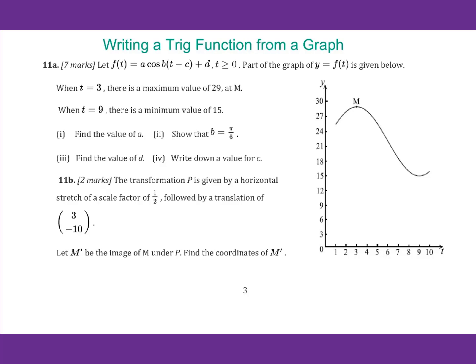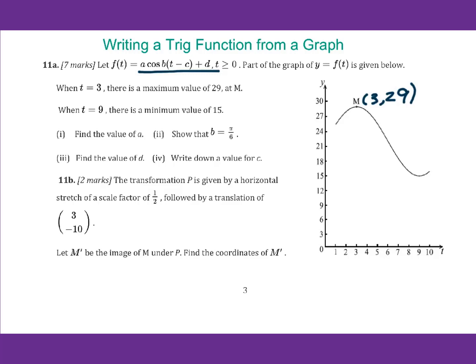This video is about writing a trig function from a given graph. 11a. Let f of t equal this, t greater than or equal to 0. Part of the graph is given below. When t equals 3, there is a maximum value of 29. So this is (3, 29).